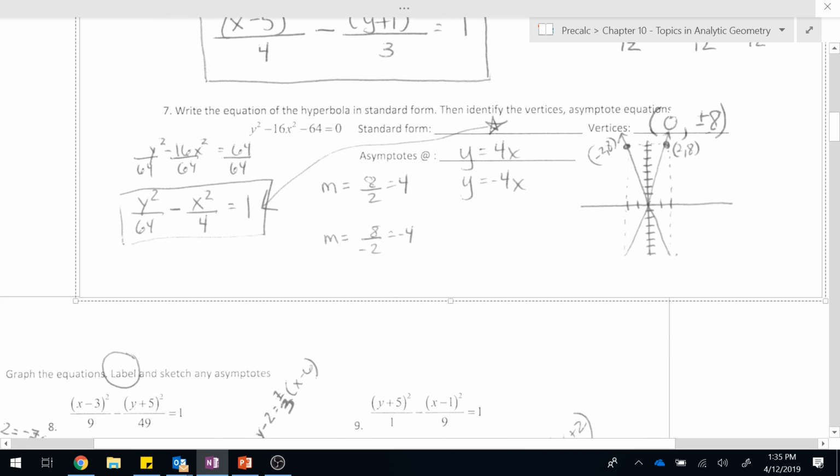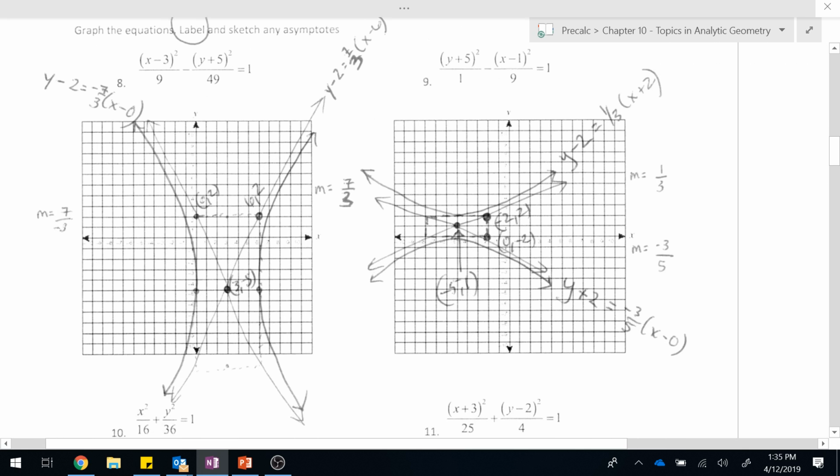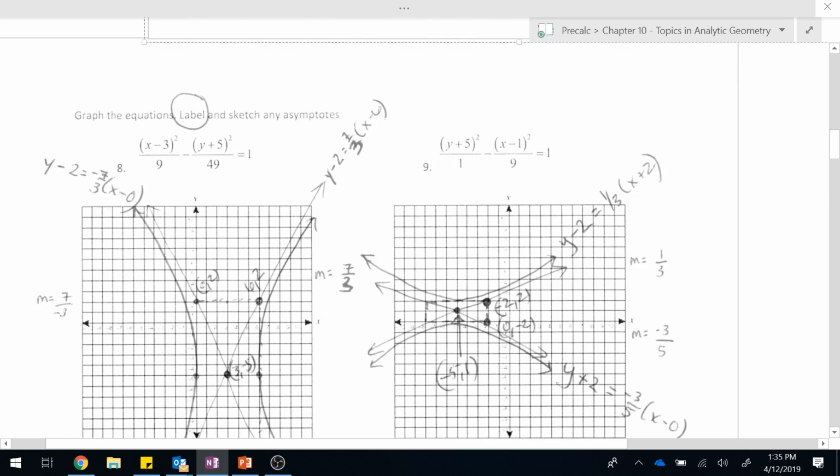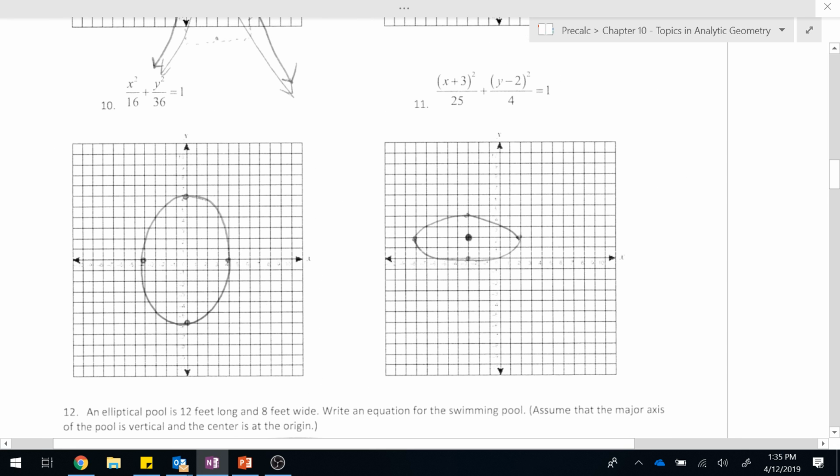Okay, so the next we do 1 to 4, 10 to 12. Where's 10? There it is. x squared over 16 plus y squared over 36 equals 1. The larger number is under the y, so that's your major axis. It's going to go vertical. a is equal to 6, b is equal to 4. You plot those points out. It is centered at the origin because you have no minus terms with the x.